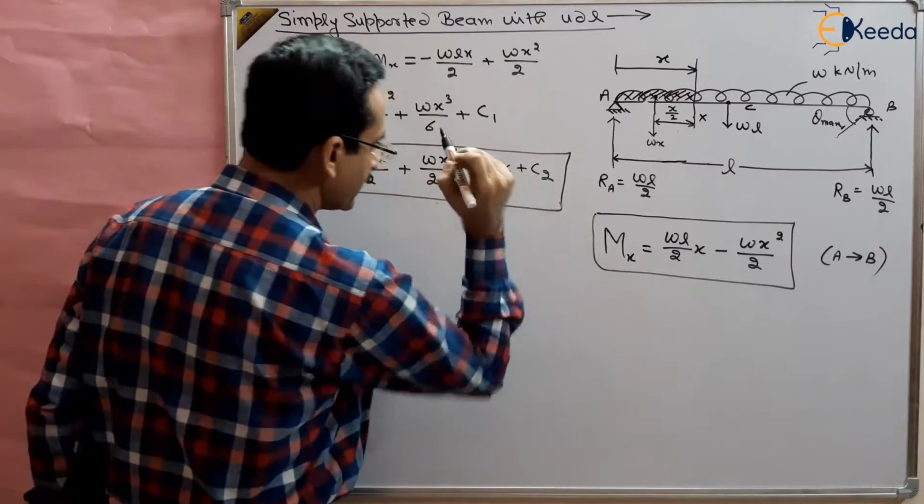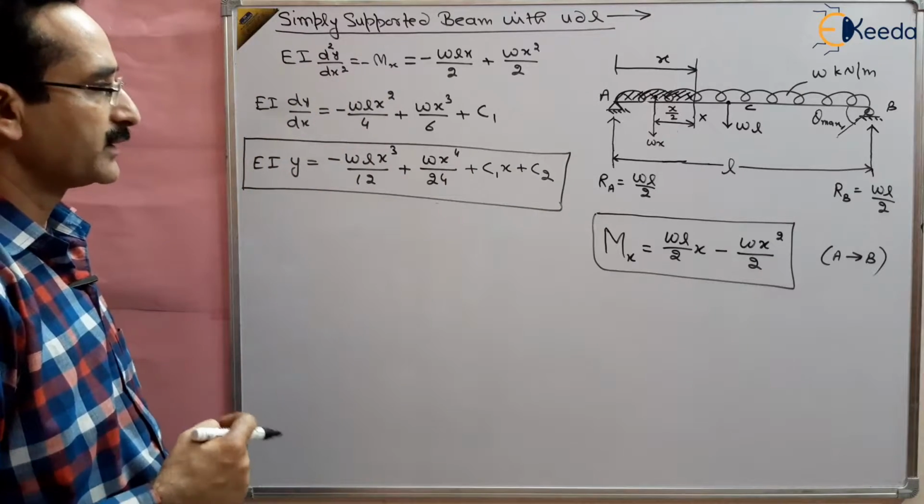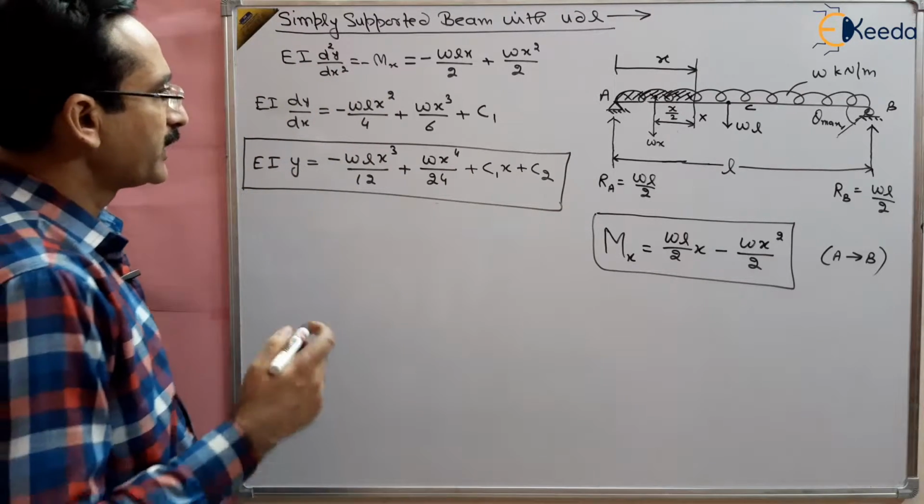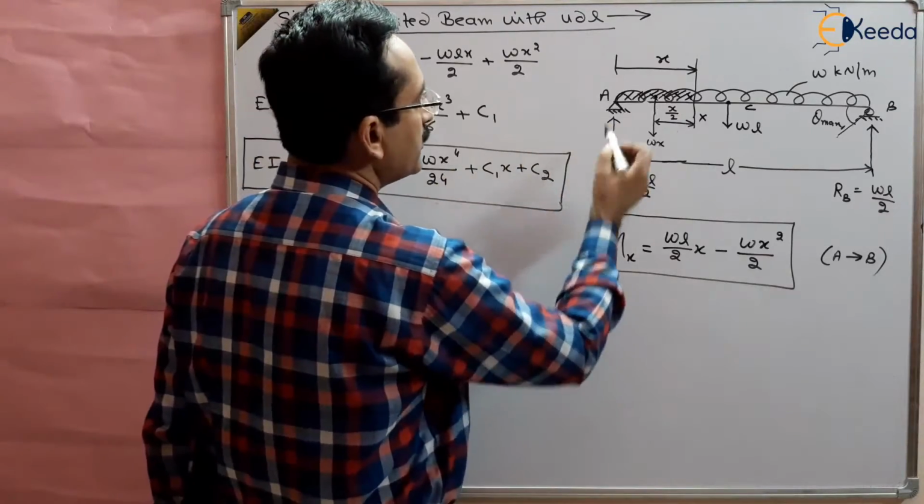Now we have to use the boundary condition. We have to use the boundary condition. What is the boundary condition? So the boundary condition is that at x equal to 0, the deflection is 0.